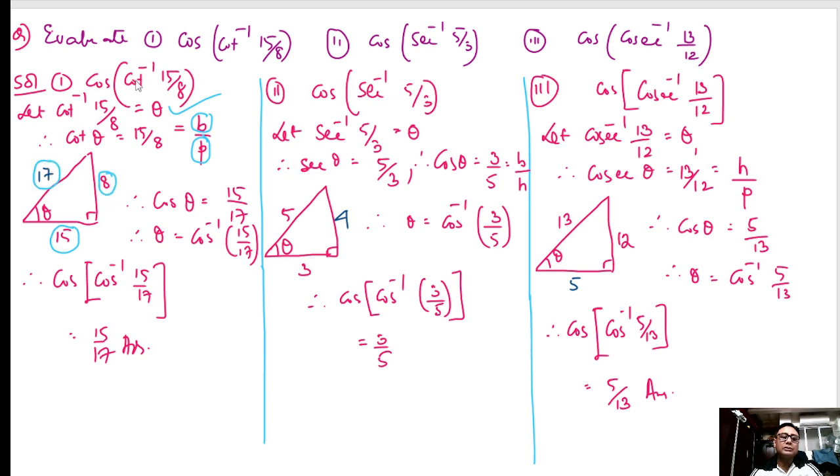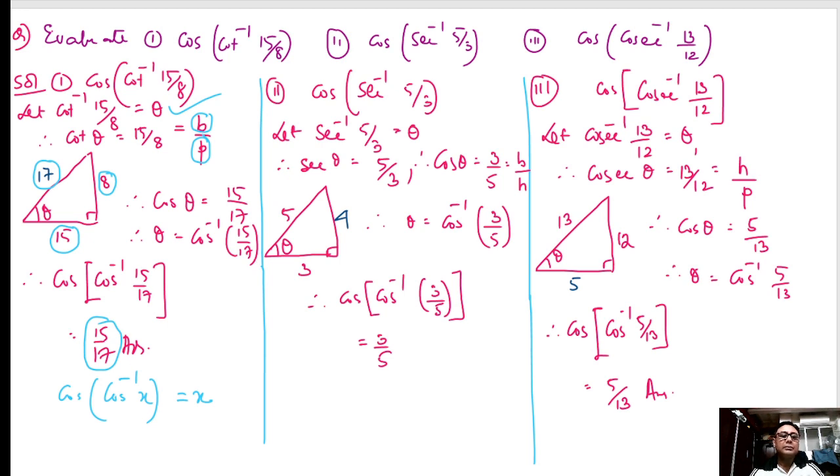So I need cos. Cos will be base by hypotenuse. So theta will be cos inverse base by hypotenuse. Instead of cot inverse 15 by 8, I can write cos inverse 15 by 17. Now using this concept, cos of cos inverse x is x. So we are getting the answer as 15 by 17.